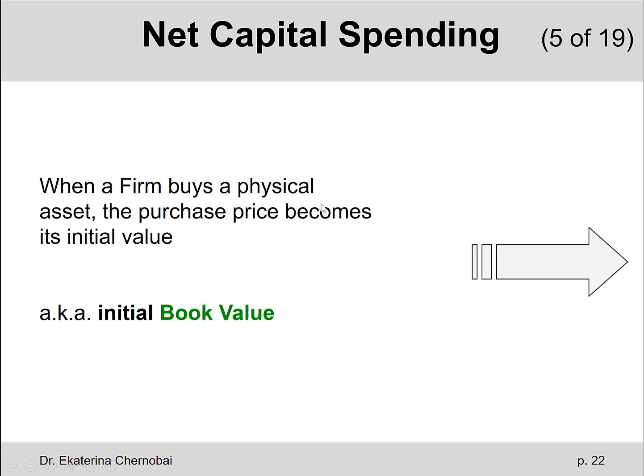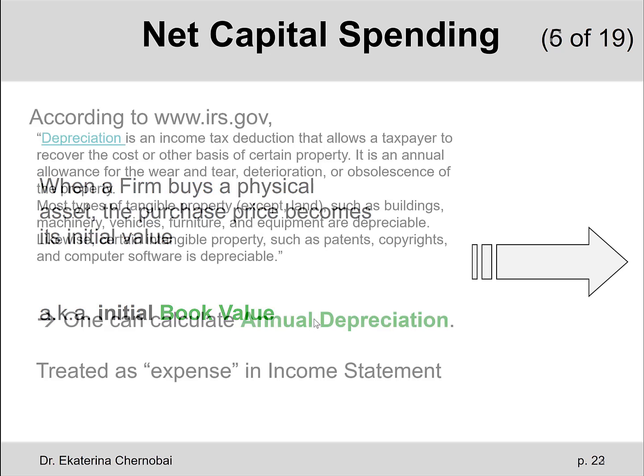So when a firm buys a physical asset, the purchase price that it pays for it becomes its initial book value. So the initial book value, or the original purchase price, is sort of the highest point on the graph of how the value of an asset changes over time. And the value changing over time reflects the wear and tear, right? The asset getting older, losing its value.